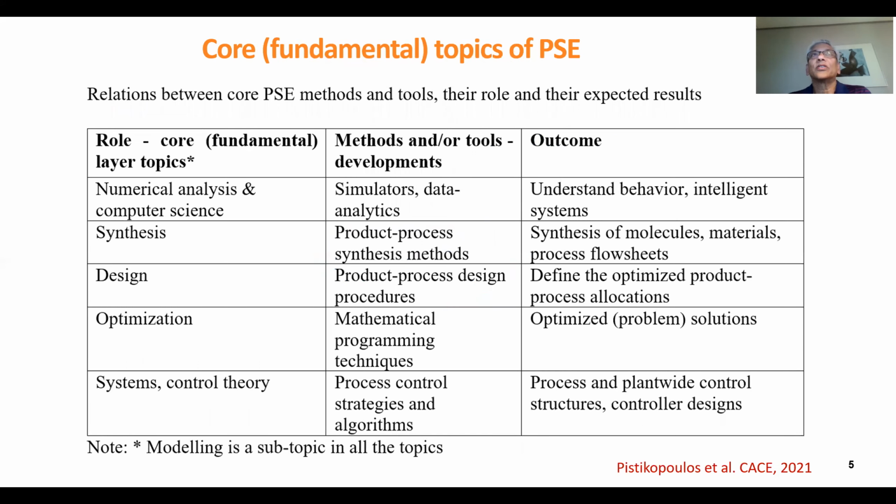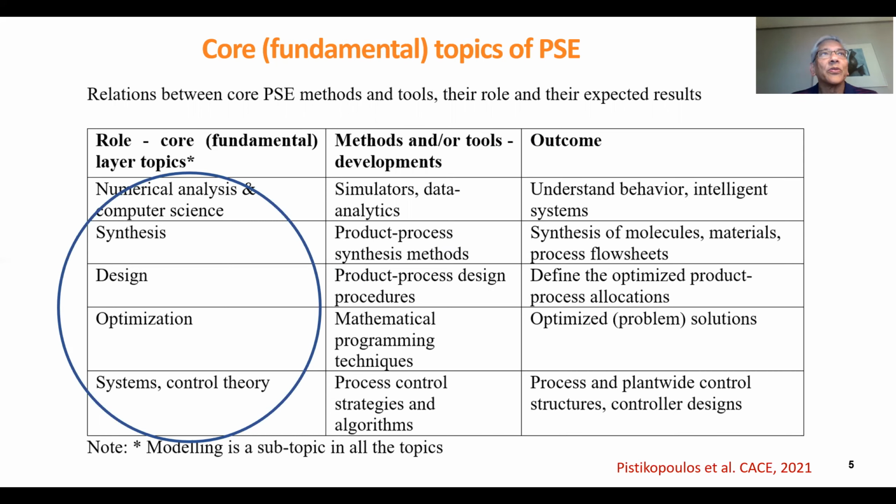The core or fundamental topics of process systems engineering, most people will agree, are the 5 topics listed on the column 1. That is numerical analysis, computer science, synthesis, design, optimization, and systems and control theory. It is important to note that for all of these, modeling is a subtopic.